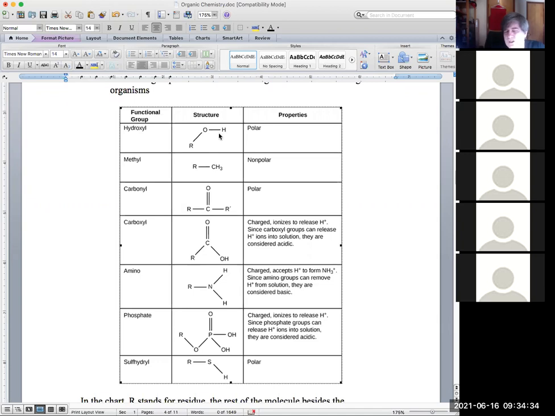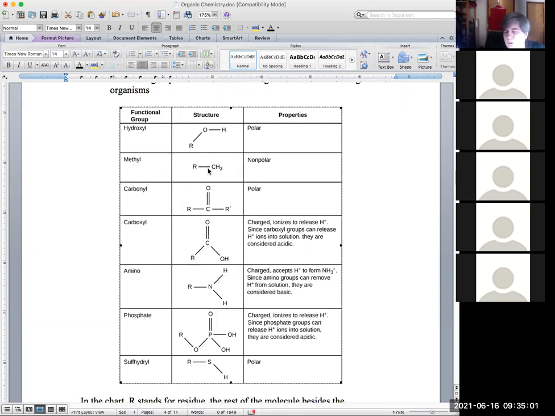Now notice oxygen and hydrogen. When we look at them, oxygen and hydrogen are different elements. And if we have different elements, except for that one exception, carbon and hydrogen, we have different elements that are bonded together. That's going to make a polar bond. So this is going to make the part of the molecule where it's found polar.